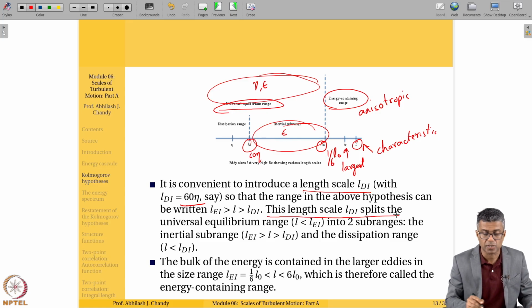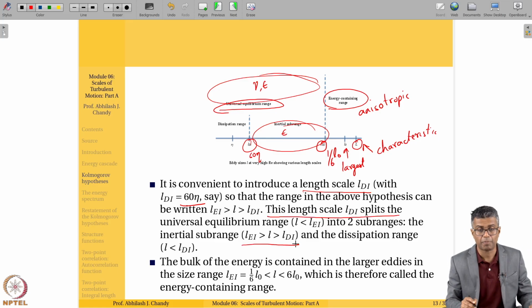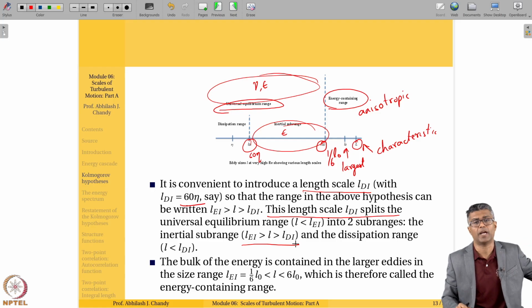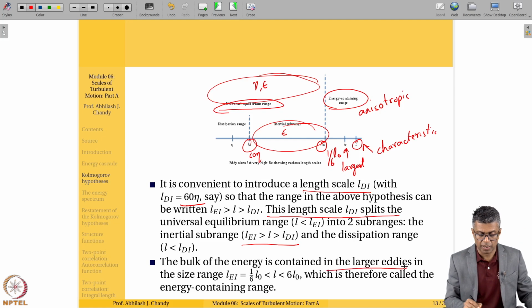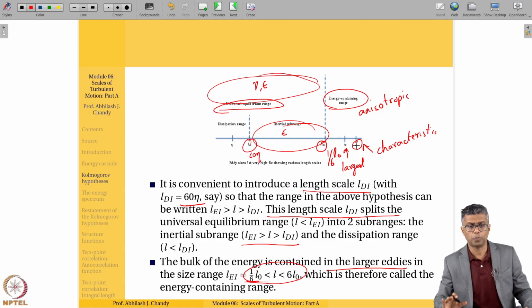This length scale splits the universal equilibrium range into two subranges: the inertial subrange, which is between L_EI and L_DI, and the dissipation range, which is less than L_DI, all the way up till eta, the Kolmogorov scale. The bulk of the energy is contained in the large eddies in the size range 1/6 L0 to say 6 L0. So 6 L0 is sort of the maximum, and we call that the energy containing range. I hope this makes sense.